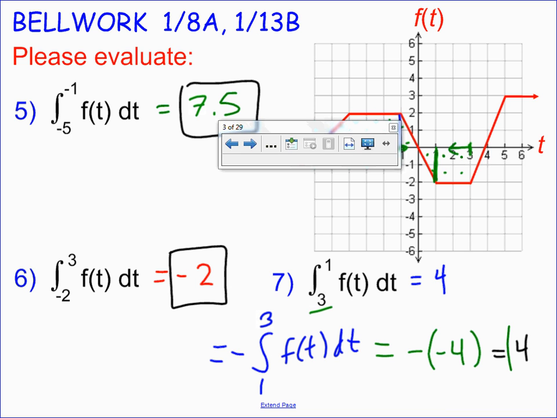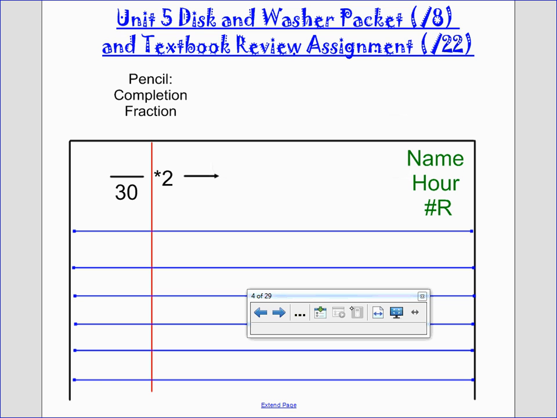So our homework, we've got several different things to take care of. We've got our Unit 5 disc and washer packet. That was part of our review assignment. That was out of 8. We've got our textbook review assignment. That was out of 22. You were allowed to Math 9. You didn't have to do all of your disc and washer problems by hand. You were allowed to Math 9, but the setup was the key part of the review.